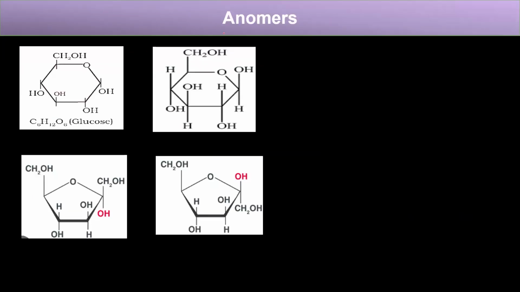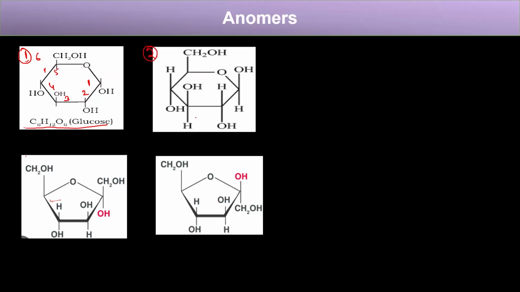So the first term is anomers. So what are anomers? Before that, let's see these structures. Okay. So the first structure here that I have drawn is the structure of glucose. It is a ring structure of glucose. Okay. Now, this is your first structure, right? And it has the numbering starting with 1, 2, 3, 4, 5, and 6. Now, this is your second structure, right?